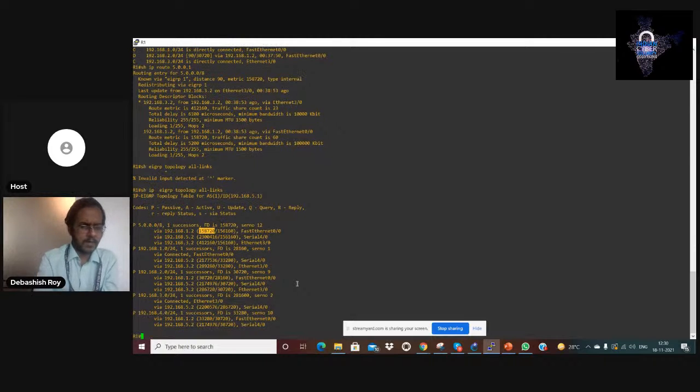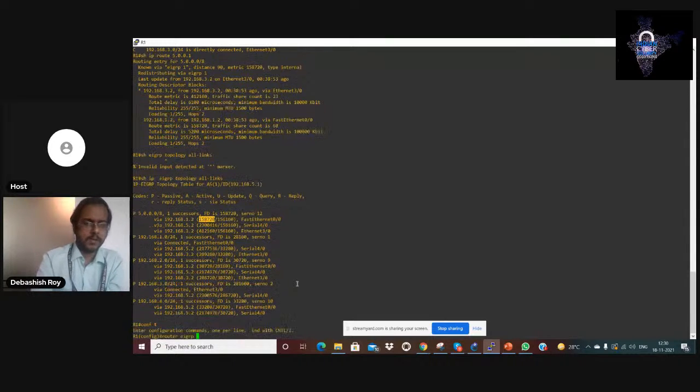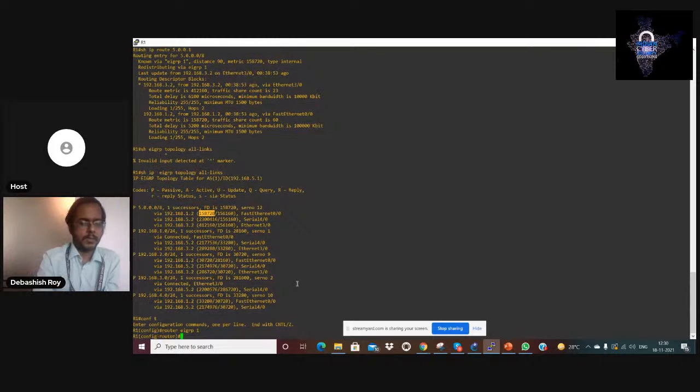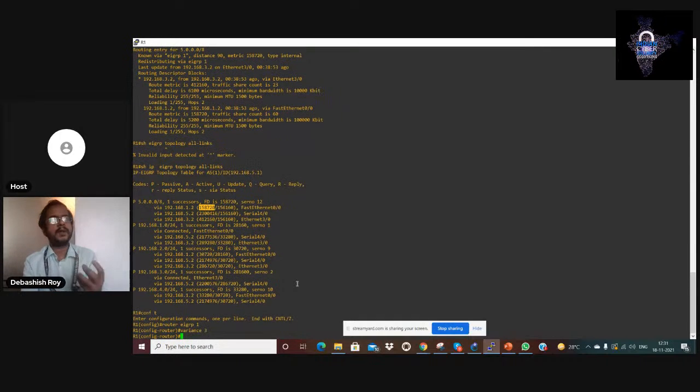And now let's configure it. You go to the router 1 and go to the EIGRP, router EIGRP, and the autonomous system is 1 here that we are following, and you give variance as 3. So variance 3 is configured on the R1, and now you verify.